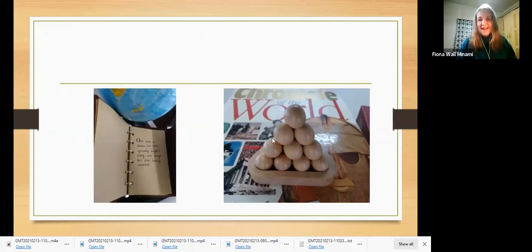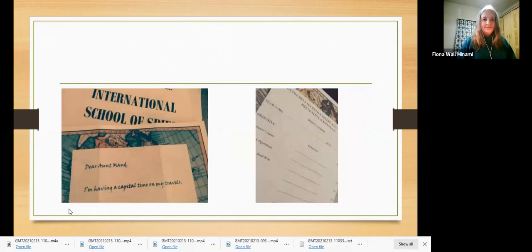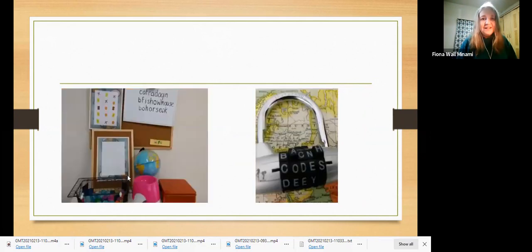The puzzle on the right is a pyramid that I did actually buy, and they had to put that together. It's a physical puzzle. And I also had handwritten clues in a notebook, a journal. I made a game called International School of Spies, which had an espionage theme. This one was a lot more advanced. It would be difficult for children, but it was my favorite game that I've done so far.